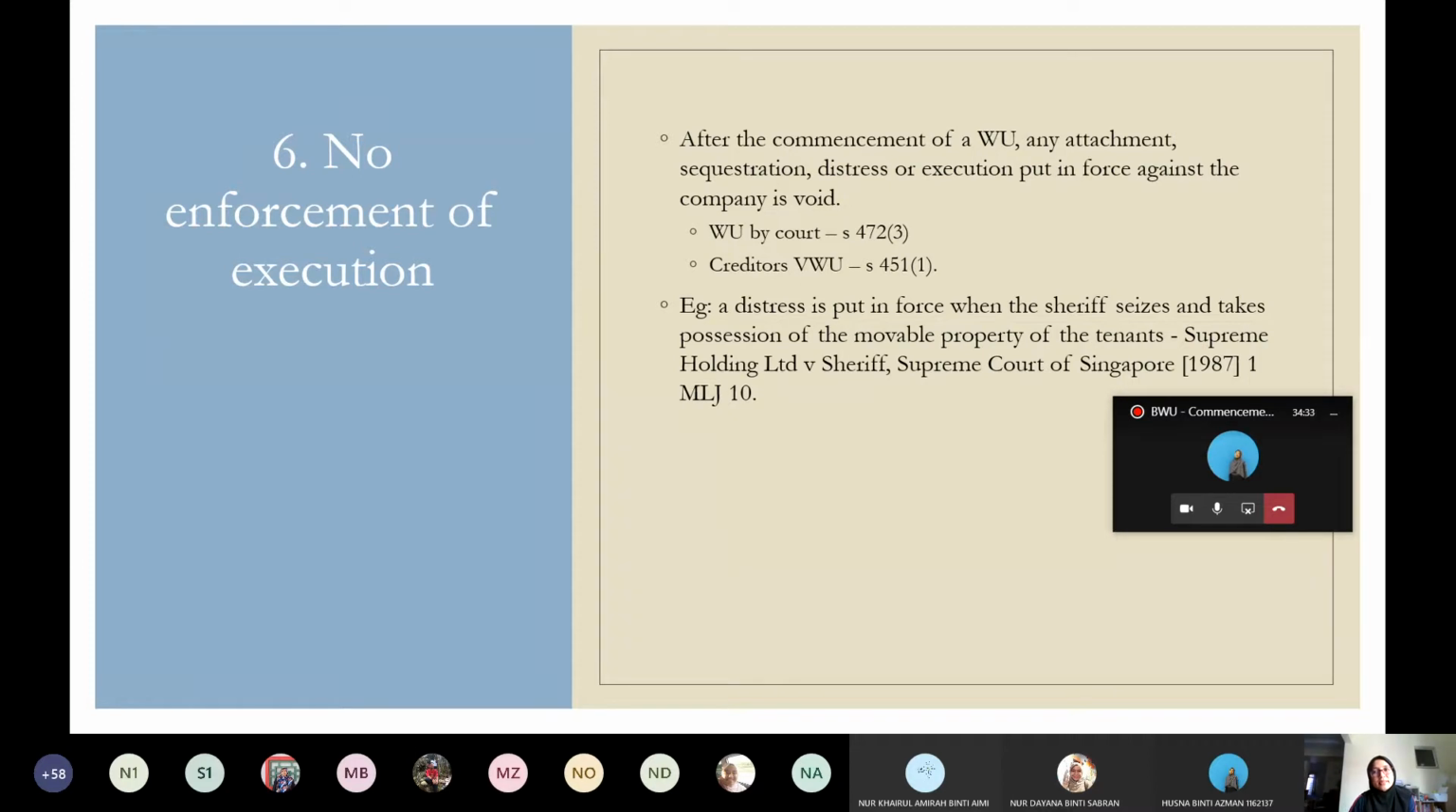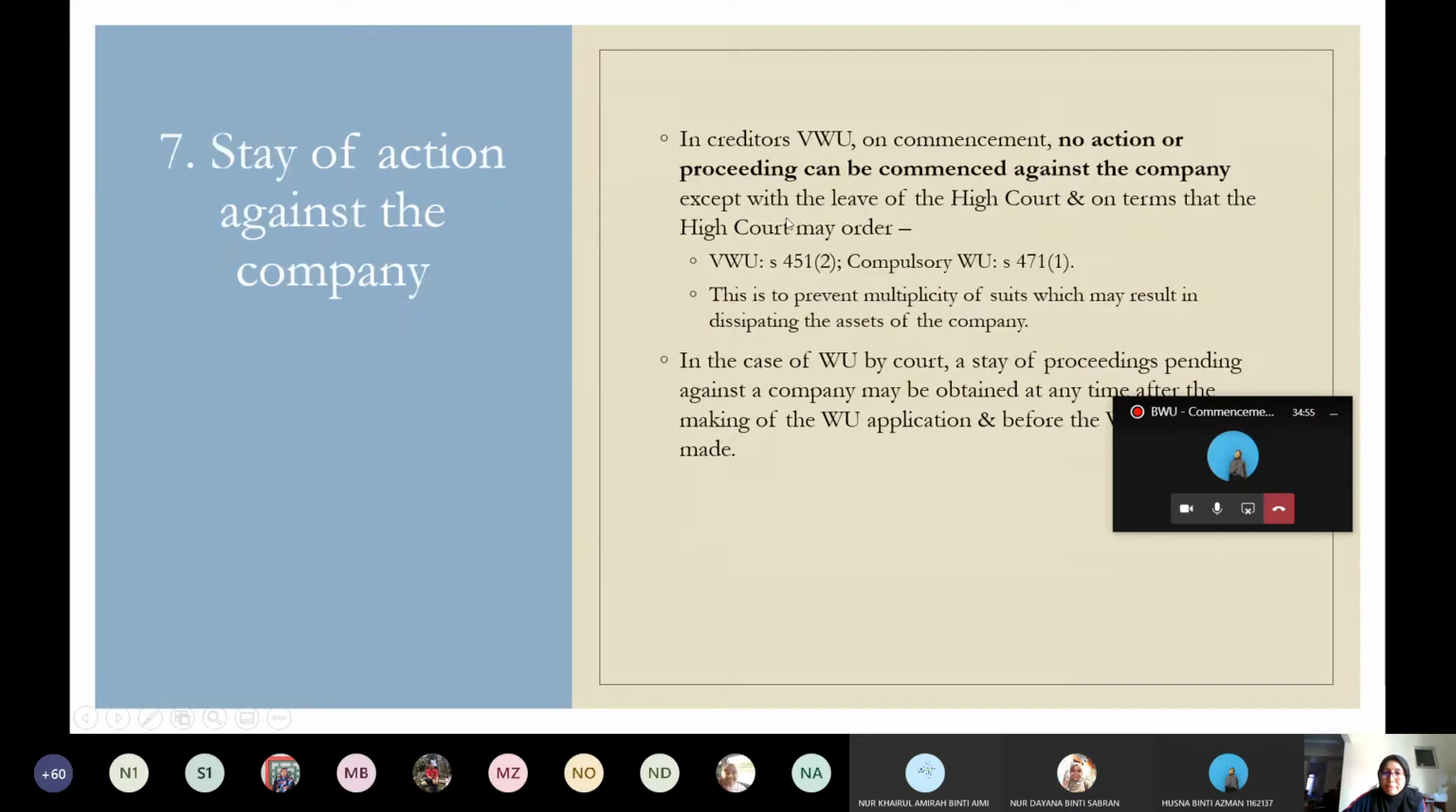So the only way is to put up macam proof of debt, sama dengan bankruptcy order juga, to the liquidator in order for the liquidator to pay back the debt. So that is the process. The process tu has to stop at the point of time when the winding up commence. Okay, so that is number 6. Apa yang tak boleh buat dia upon winding up.